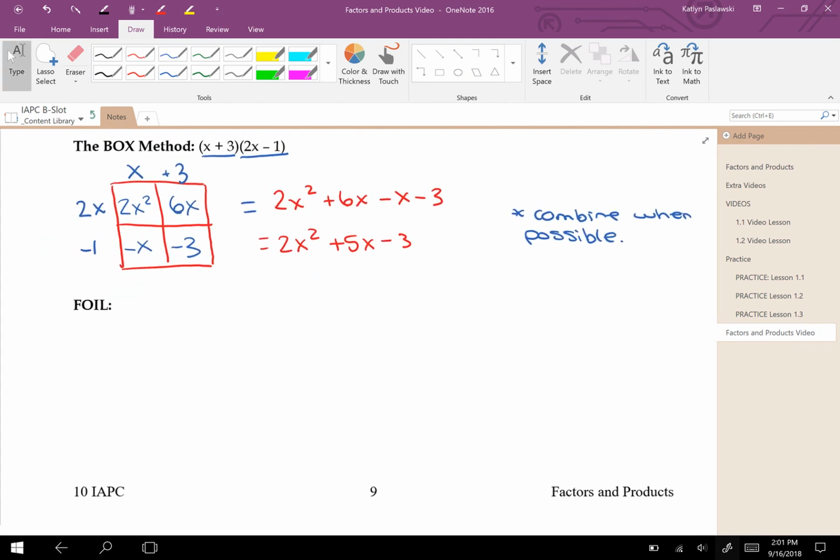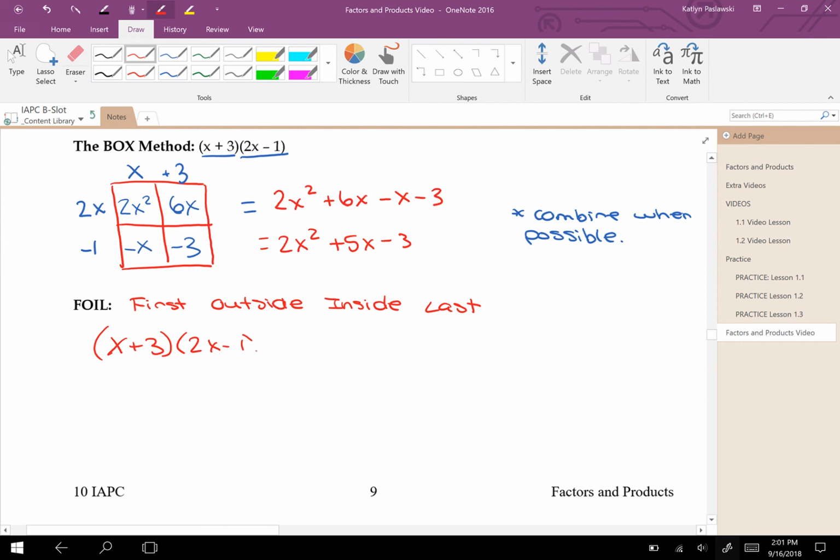Here is the FOIL method that you'll probably become more familiar with. So FOIL stands for first, outside, inside, last. And this is an acronym that can help you solve for the distributive property of binomials. So here we have x plus 3 multiplied by 2x minus 1.